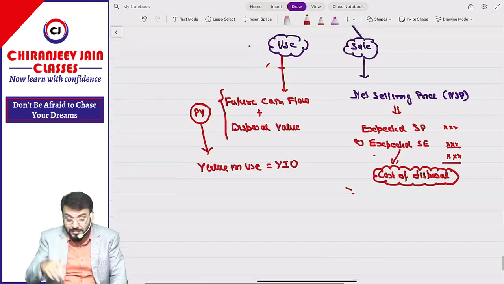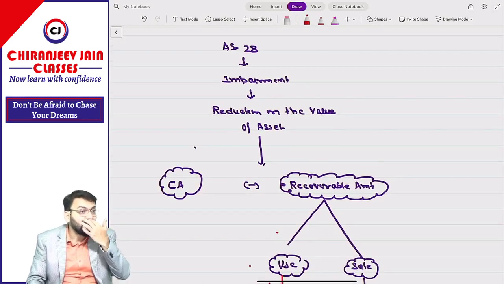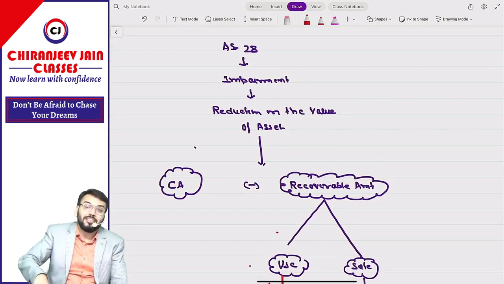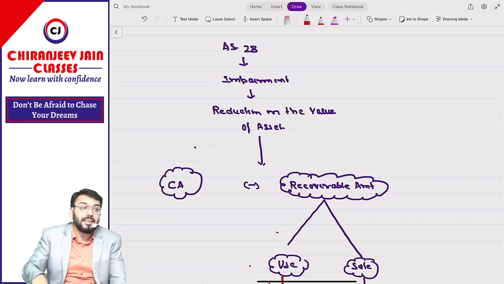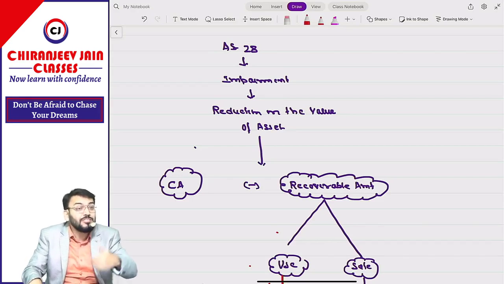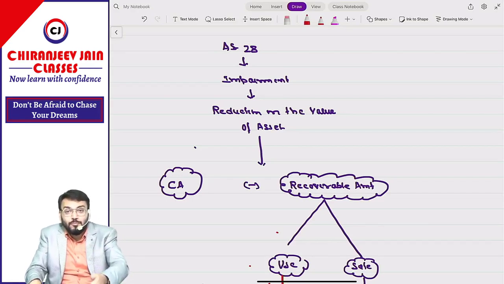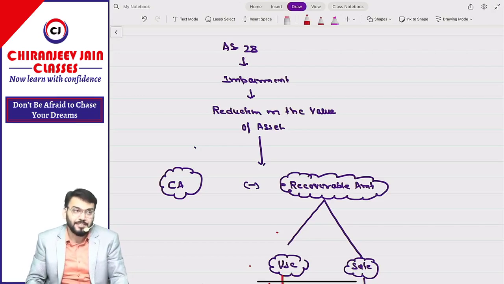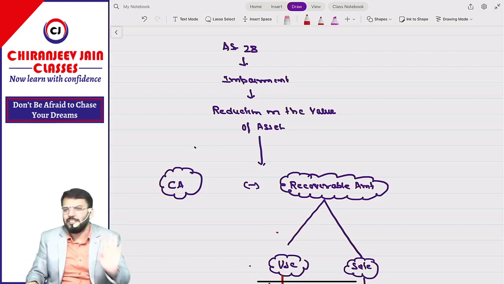Value in use. What I was saying. One second. Let me say it again. AS 28 means impairment. Impairment means reduction in value, reduction in the value of asset. It means AS 28 says that we need to compare carrying amount with recoverable amount. Recoverable amount means we will recover the carrying amount either by using the asset or by selling the asset. So if you calculate recoverable amount from the point of sale, we call it net selling price. Net selling price means expected sale price minus cost of disposal. Cost of disposal will be given in the question.